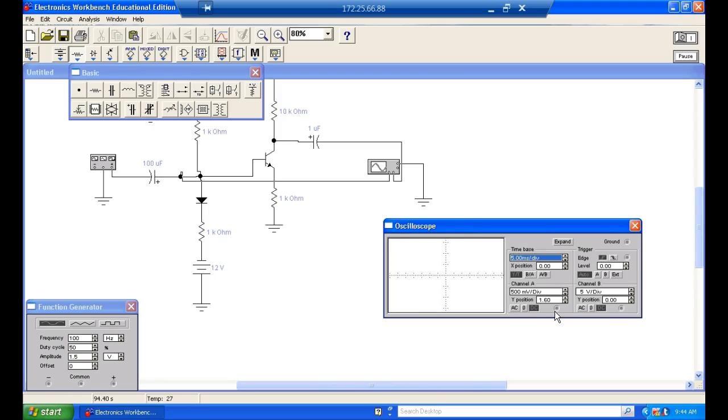So what's a Class A? 360 degrees of the input. What's a Class B? 180, and a Class C is last. Okay. Are y'all following me so far? So Class Bs are okay, but they would be very, very, very distorted, right? Because we've lost half of our waveform, right?